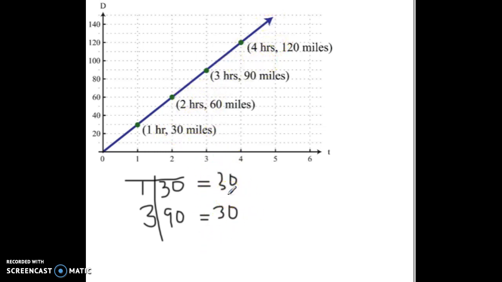Later on, we'll find out what that is. But for right now, know that if you get the same number every time in a table, when you divide y by x, it's proportional. Or the easier way, look to see if it goes through the origin and it's a straight line. If it does both of those things, it's proportional.